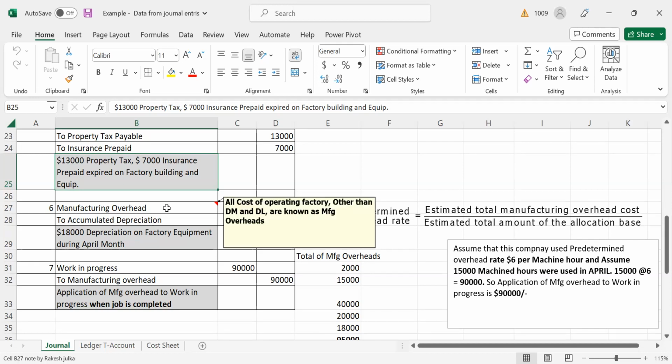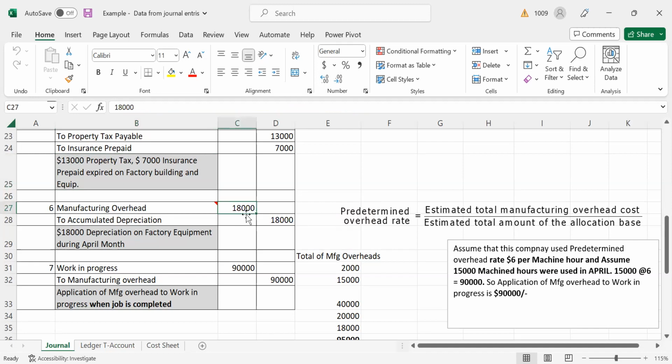If you talk about the depreciation, definitely all costs of operating the factory other than direct material and direct labor are known as manufacturing overhead. So the manufacturing overhead is 18,000 and accumulated depreciation is 18,000 here.